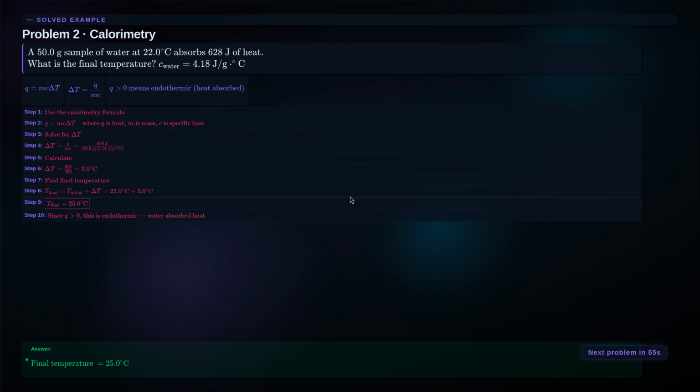Step 4. Find final temperature. T final equals T initial plus delta T. 22 plus 3 equals 25 degrees Celsius. Since Q is positive, this is endothermic, the water absorbed heat.